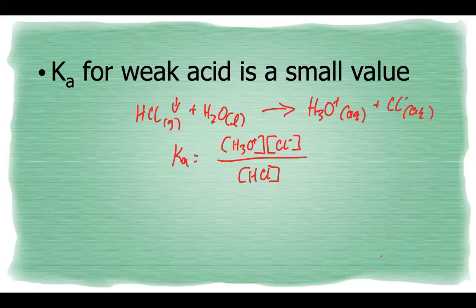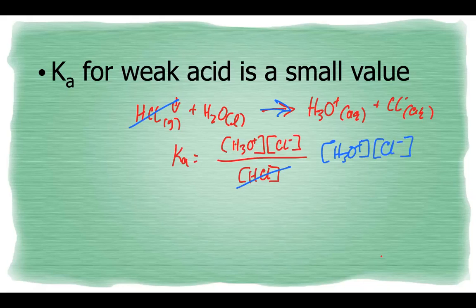And just think about, as a strong acid, we have only the forward direction. So the equilibrium constant for a strong acid is going to be very high because at equilibrium, basically you won't even have equilibrium because it only goes in the forward direction. So this basically doesn't exist. So you just have H3O times chloride.